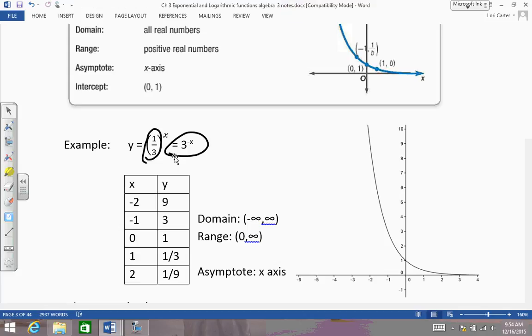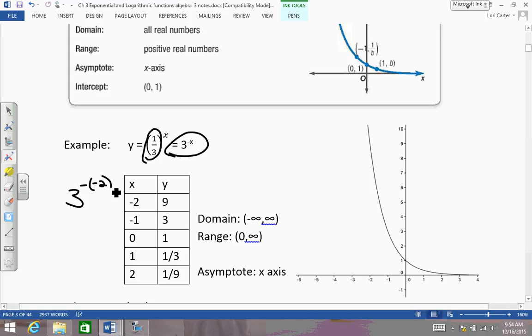So now when you plug in -2, so you're plugging in -2 up here, correct? That's 3 to the -2. Well, what's a -2? Positive 2, so that's 9. 3 squared is 9.